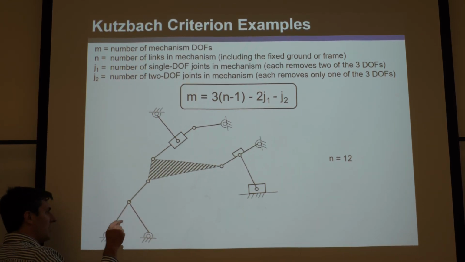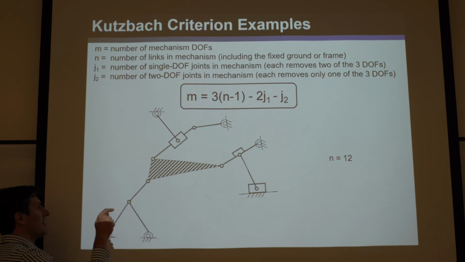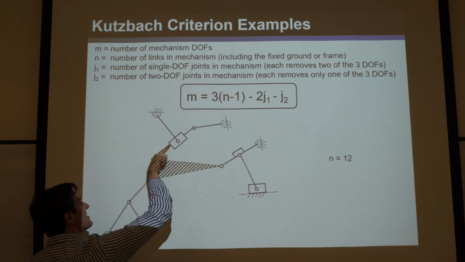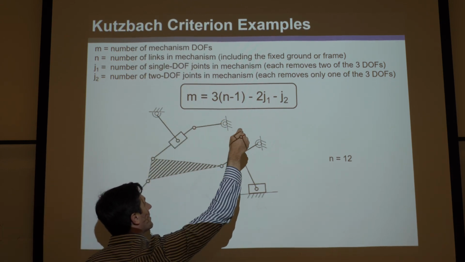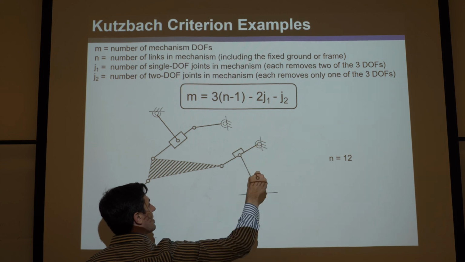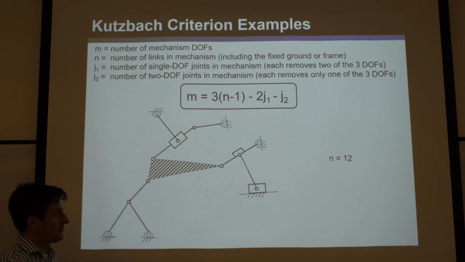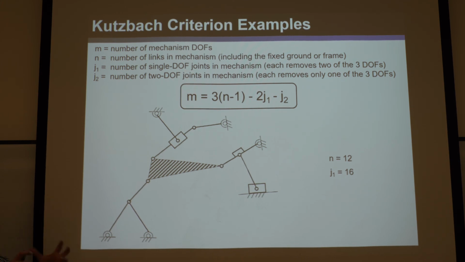Okay, so 1, 2, 3, 4, 5, 6, 7, 8, 9, 10, 11, 12, 13, 14, 15, 16. All right, so J1 is 16. J2, there's no 2 degree of freedom joints. If something rolled or slid or did something, that would be a J2, but there's no J2. Okay, and then you plug that into Kutzbach, and it will spit out M of 1. So it turns out a mobility of 1.